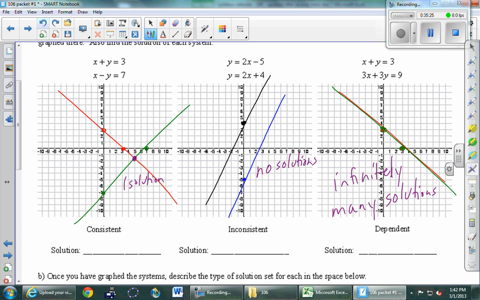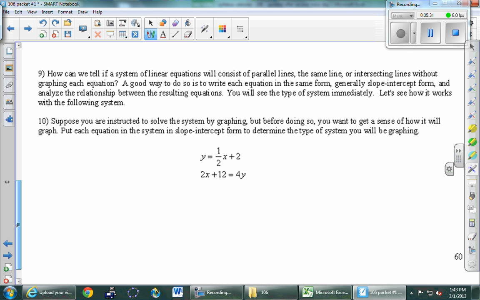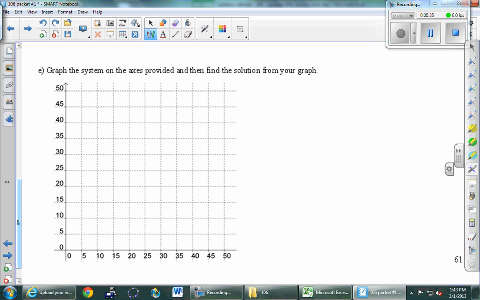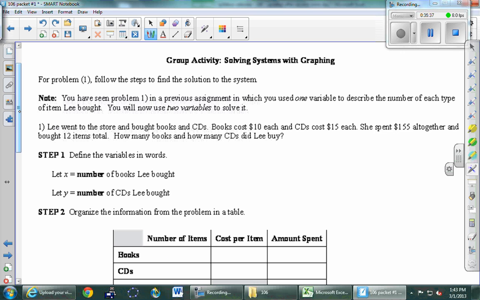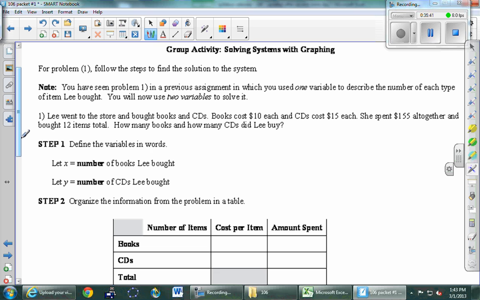Okay, so how about we jump to next page, and actually 2 pages down the road, there's the group activity. So go ahead and jump to page 62, and we have 27 minutes. Let's see if that's enough time to finish this group activity.